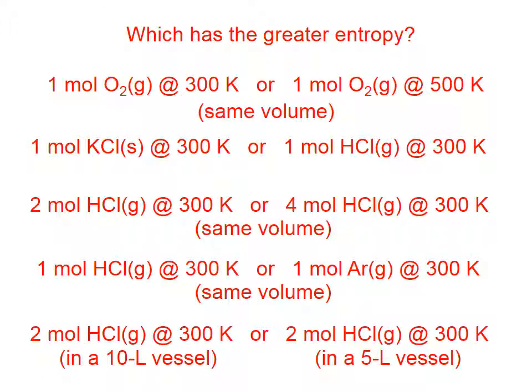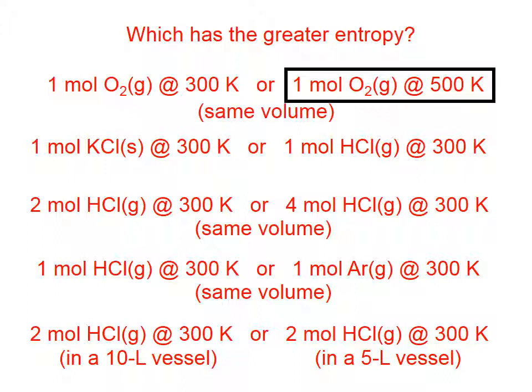Let's pick and choose here. Which has the greater entropy? 1 mole of oxygen at 300 Kelvin or 1 mole of oxygen at 500 Kelvin. Let's say they're in the same volume. Clearly, the one at the higher temperature is going to have more chaos, more disorder, more randomness.